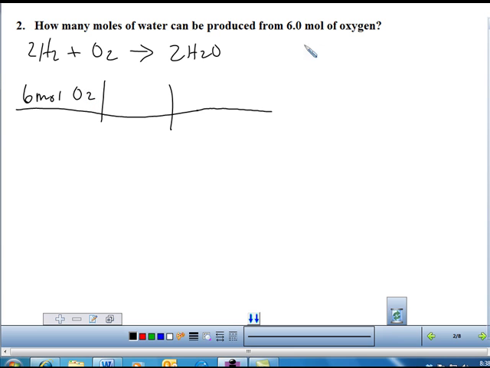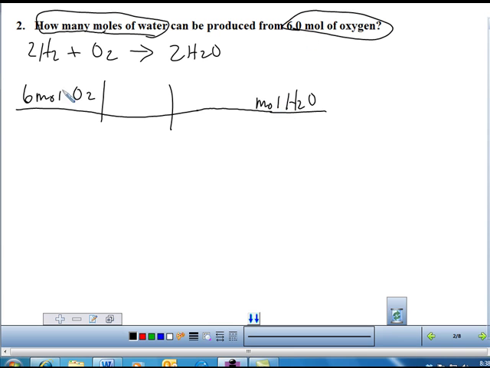6 moles of oxygen. We want to know how many moles of water. So we're going to put moles of water over here. For those of you that haven't picked up on this yet, if you can identify what you're given and what you're asked for, which should be easy for you here, how many moles of water, put that on the right. What you're given, 6 moles of oxygen, put that on the left. And then your conversion factor looks just like this. The answer unit's in the numerator, the given unit's in the denominator. So you have moles of water here, you have moles of oxygen here.